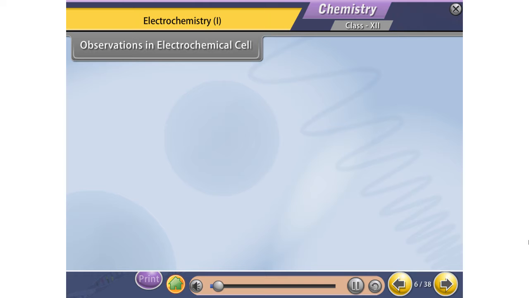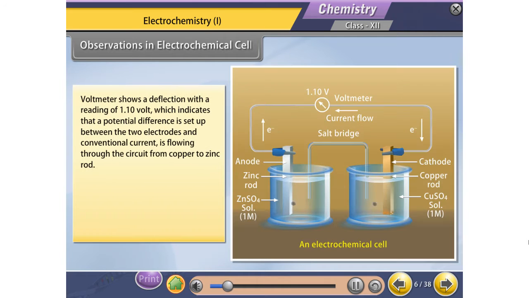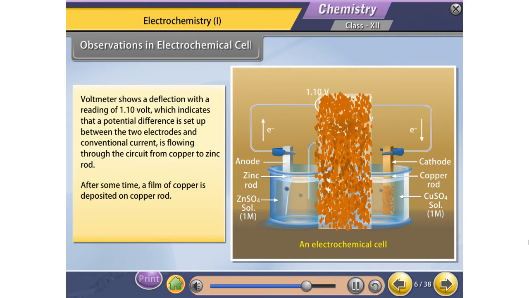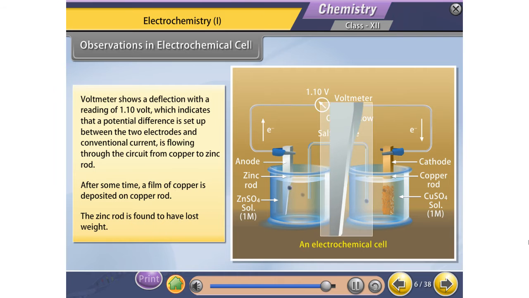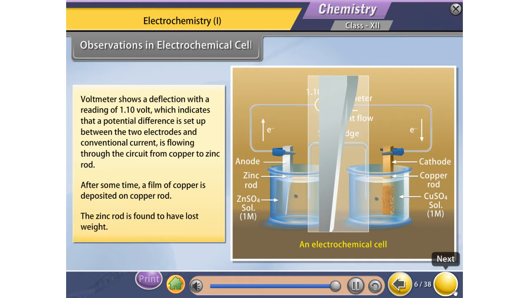Observations in electrochemical cell. The voltmeter shows a deflection with a reading of 1.10 volt, which indicates that a potential difference is set up between the two electrodes and conventional current is flowing through the circuit from copper to zinc rod. After some time, a film of copper is deposited on the copper rod. The zinc rod is found to have lost weight.